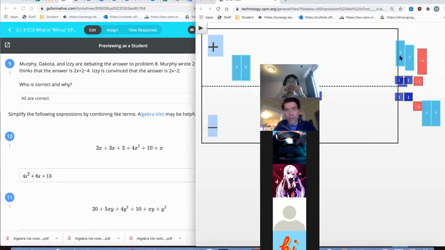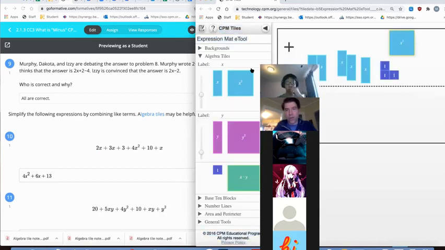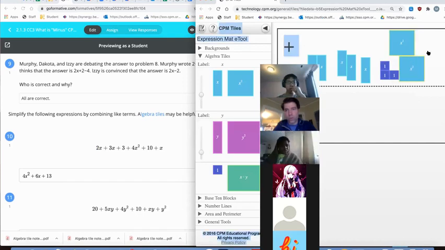2x plus 3x plus 3 actual tiles plus 4x squared. Oh, I better get my x squareds on here. 1, 2, 3, 4.